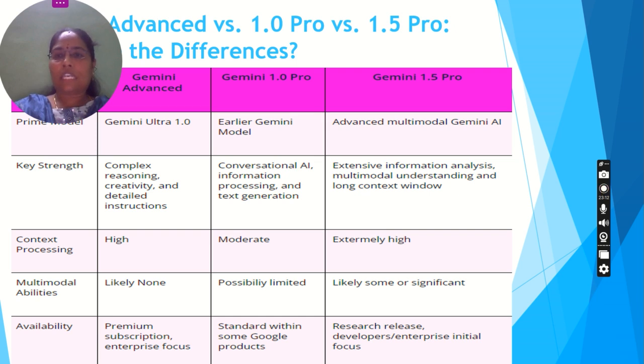So the key length differs, and the context processing is really high. The multimodal abilities were not there in the previous versions. This version has extremely high capability, and all the features were multimodal, and it was the Gemini model earlier. All the multimodal language capabilities helped Gemini 1.5 stand out significantly from other models released before.